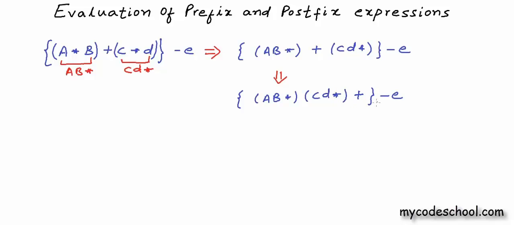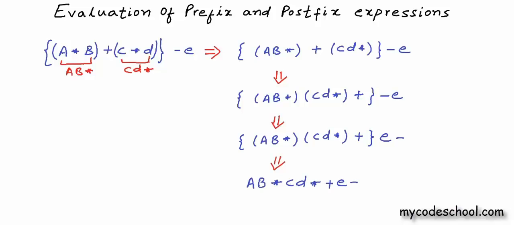Finally, for this last operator, the operands are this complex expression and this variable e. So this is how we will look like after the transformation. Finally, when we are done with all the operators, we can get rid of all the parentheses. They are not needed in postfix expression. This is how you can do the conversion manually.